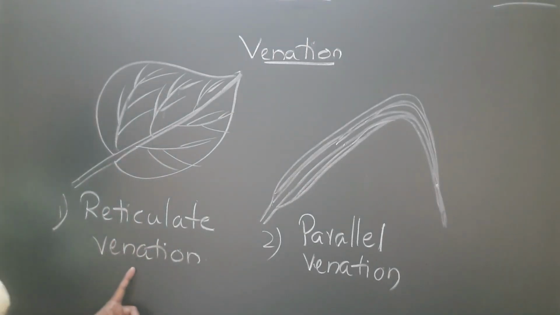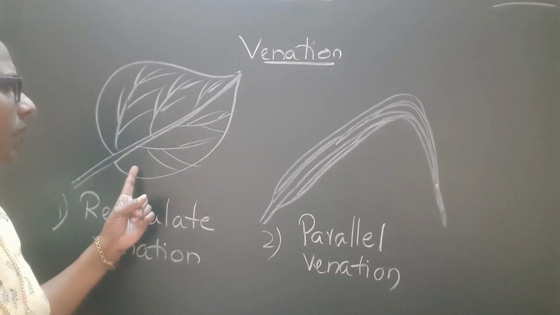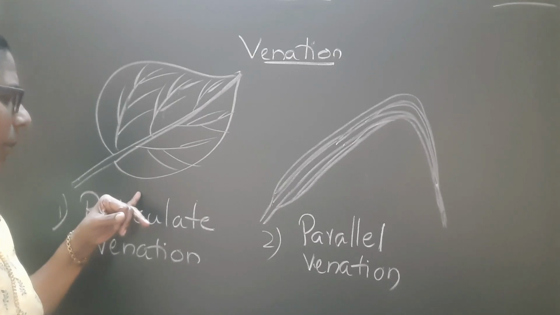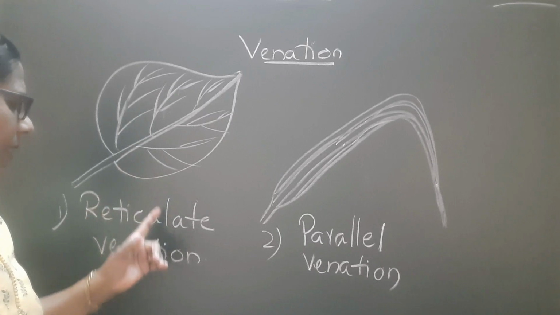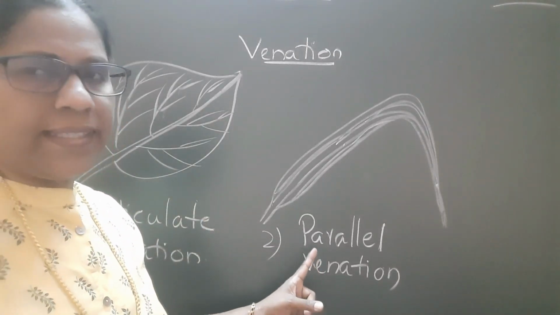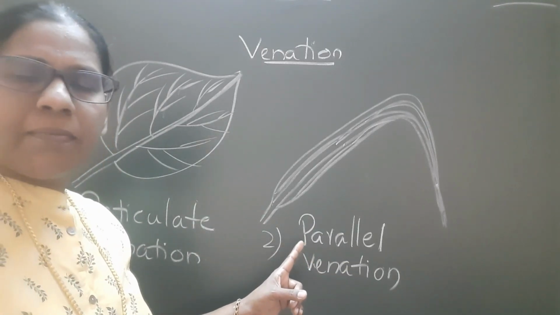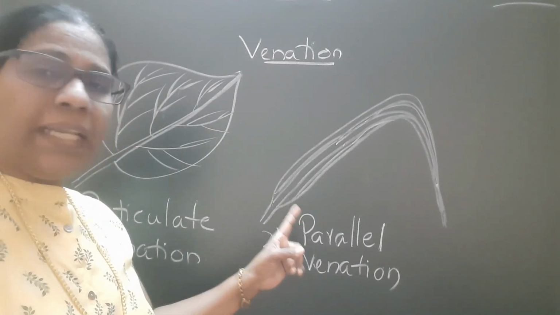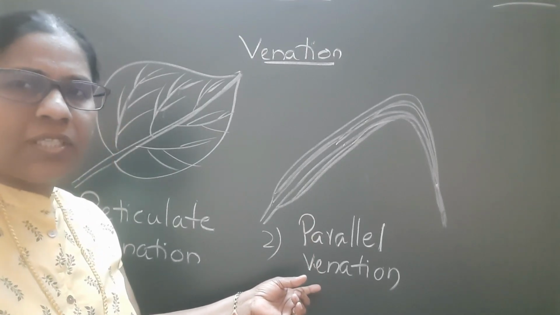Now, examples of reticulate venation: peepal tree leaf, mango tree leaf. These are examples of reticulate venation. Examples of parallel venation: wheat leaves, then sugarcane leaf, banana leaf. These are examples of parallel venation.